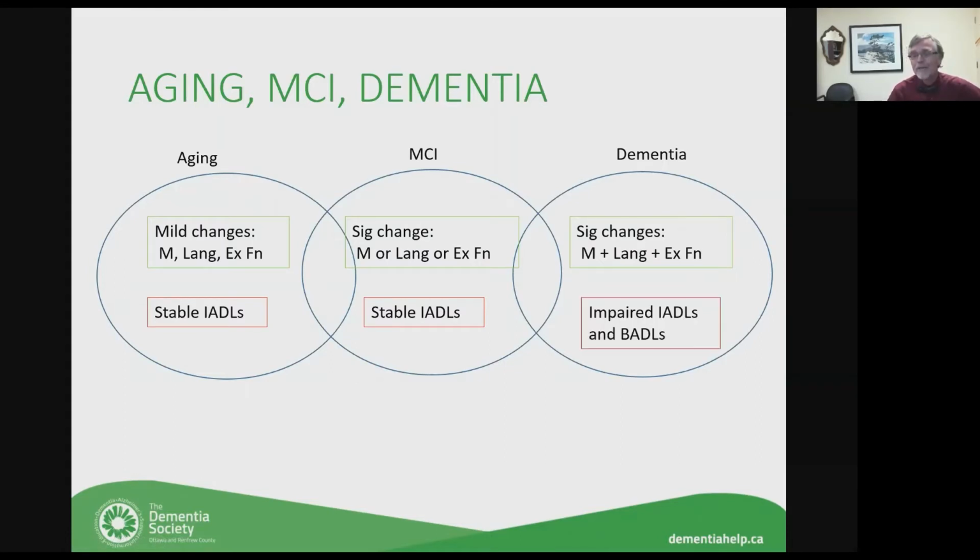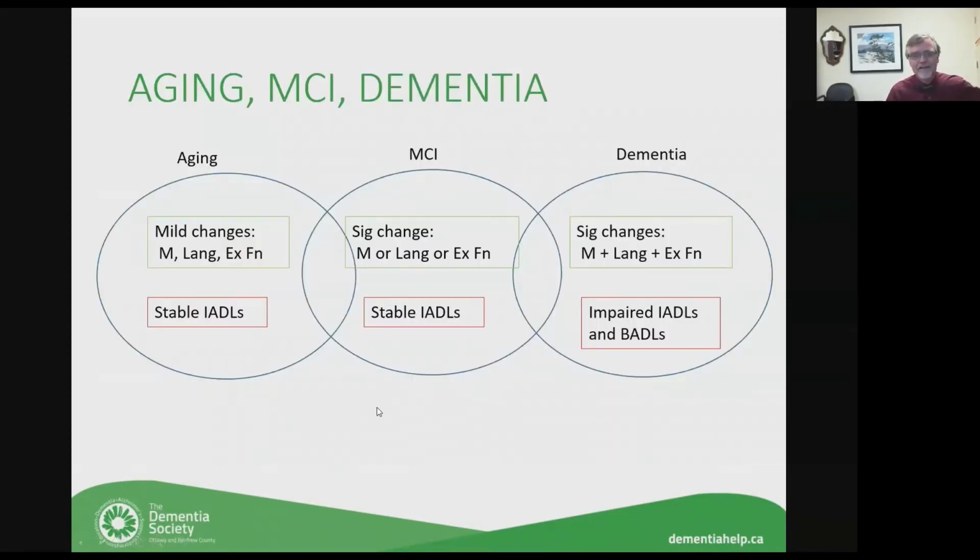But this time we do have impaired instrumental activities of daily living initially, and then we have impaired basic activities of daily living subsequently. So aging, small changes, but we remain totally independent. Mild cognitive impairment, significant changes, but we remain generally independent. And then we get to the stage of dementia where we have significant difficulties that impact our ability to live by ourselves. Oops, the arrows are missing.